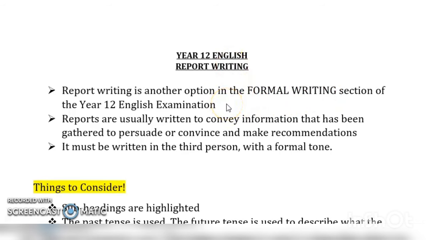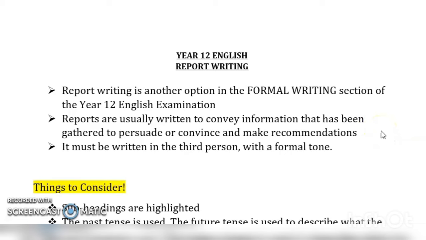So what is the other? Yes, expository essay. So this is another option apart from report writing. Next, reports are usually written to convey information that has been gathered, to persuade or convince, and to make recommendations.